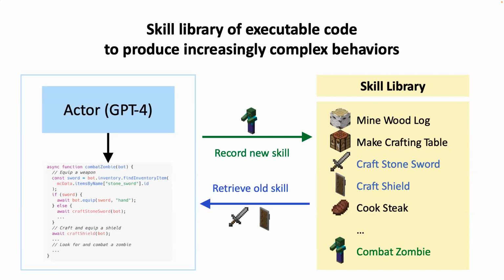We need to build these skill libraries. If we can already solve some tasks, that's good. Those are already skills, so we store these skills in the library. When we meet a new task, we retrieve the skills which we can already do. Then we can use those to solve the new task.